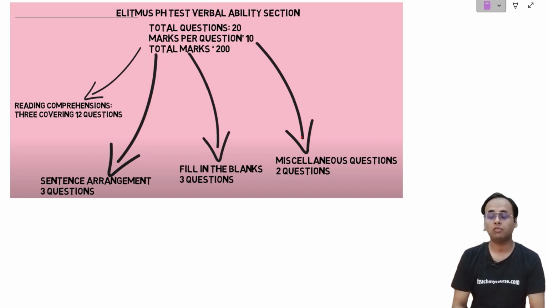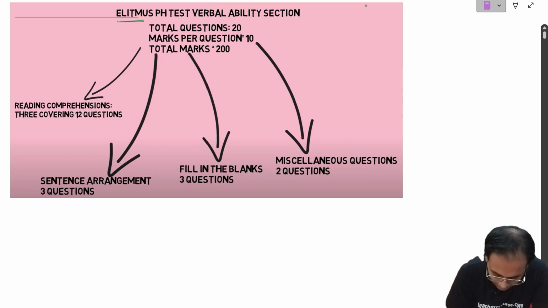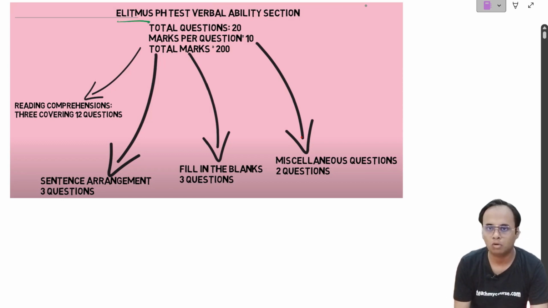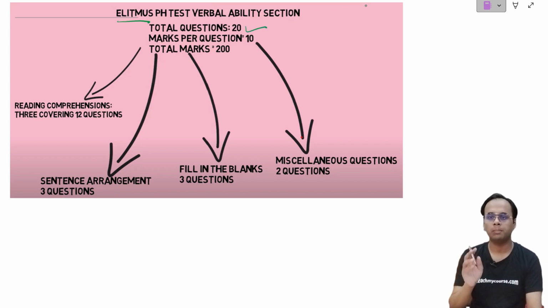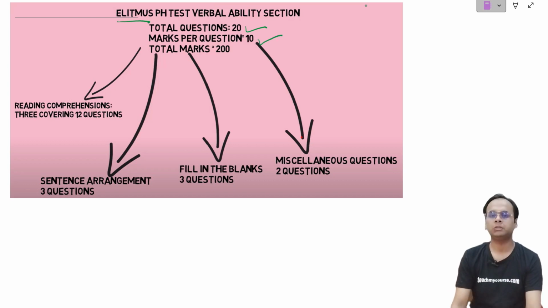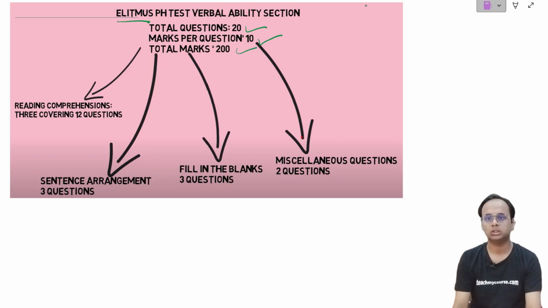Okay. So first of all, let us just see what the eLitmus PS test verbal ability section is all about. We see that in this section, there will be a total of 20 questions. Each question will be of 10 marks. Okay, so 10 marks per question, which means that the overall marks will be 200 for the verbal ability section.